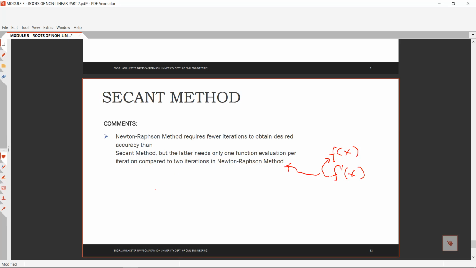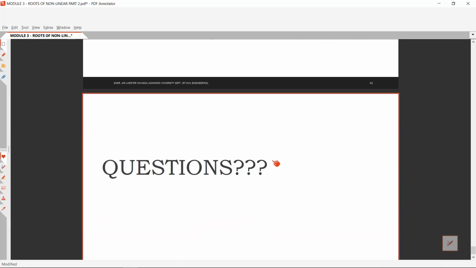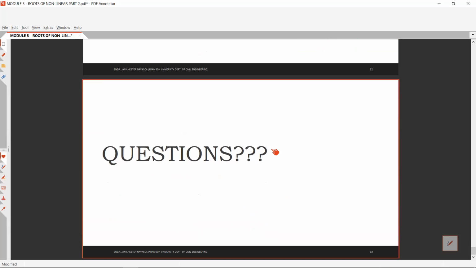Whereas the second method, you need 2 initial guesses, x sub 0 and x sub 1, but it uses only f of x. Okay? So that's the difference between the second method and the Newton-Raphson method. Okay. Any questions, class?